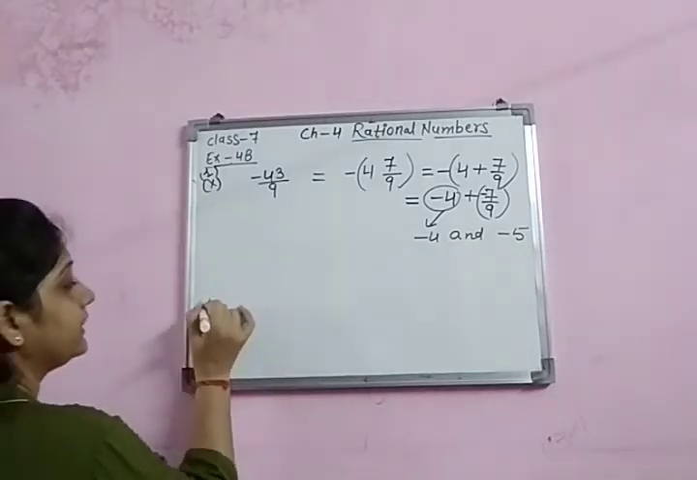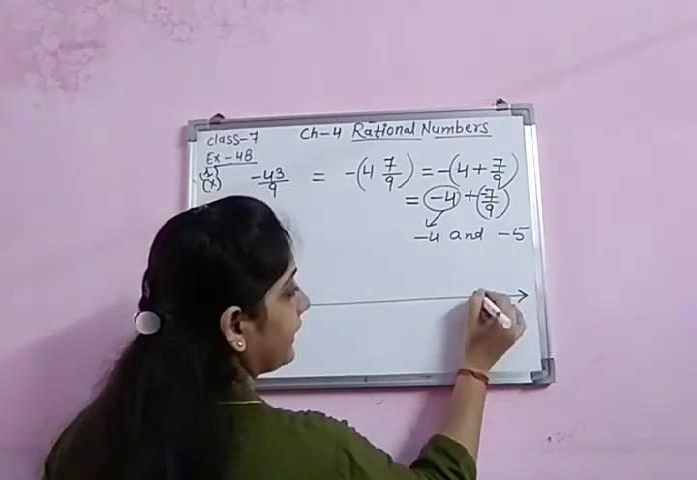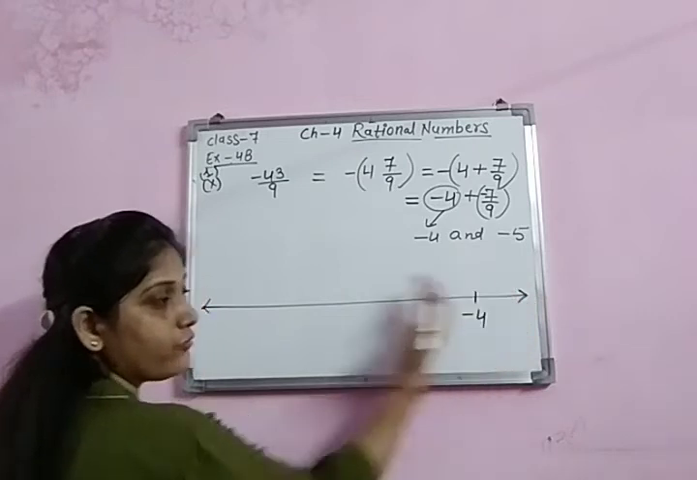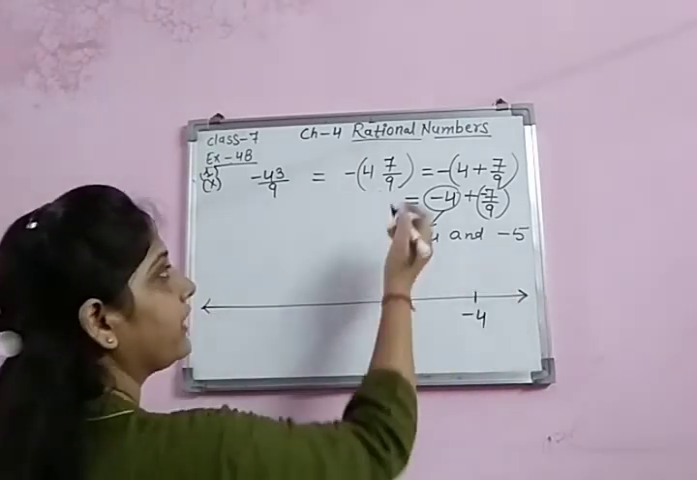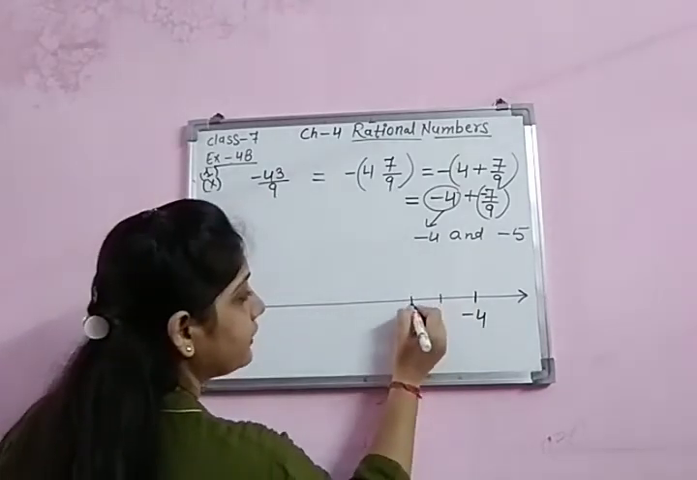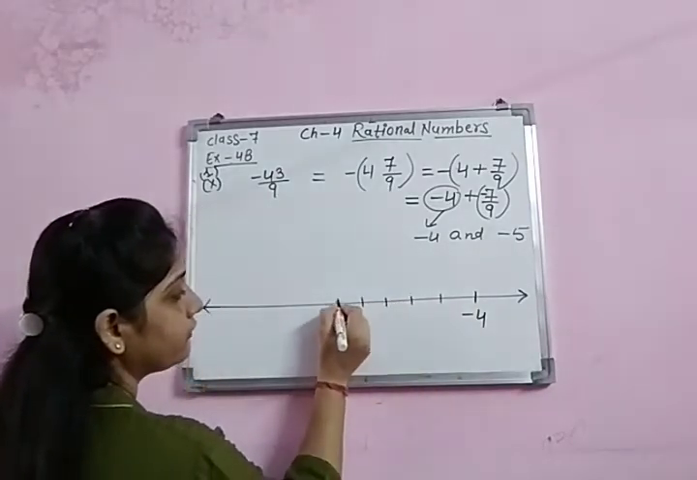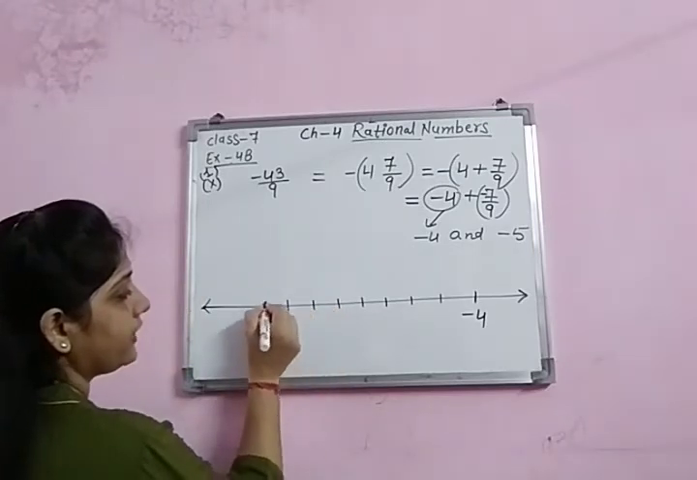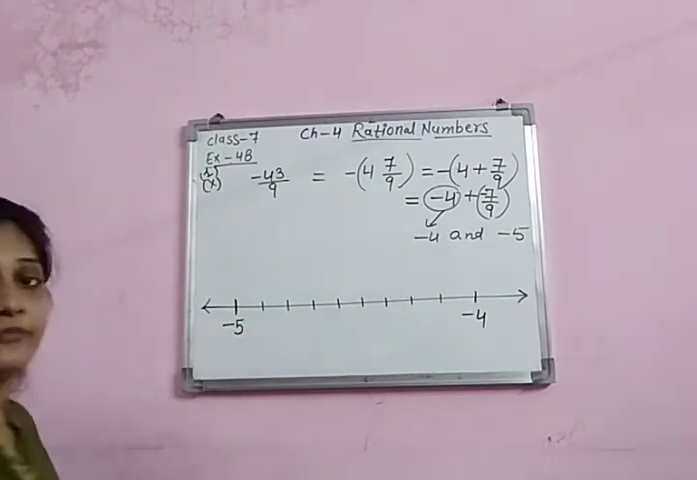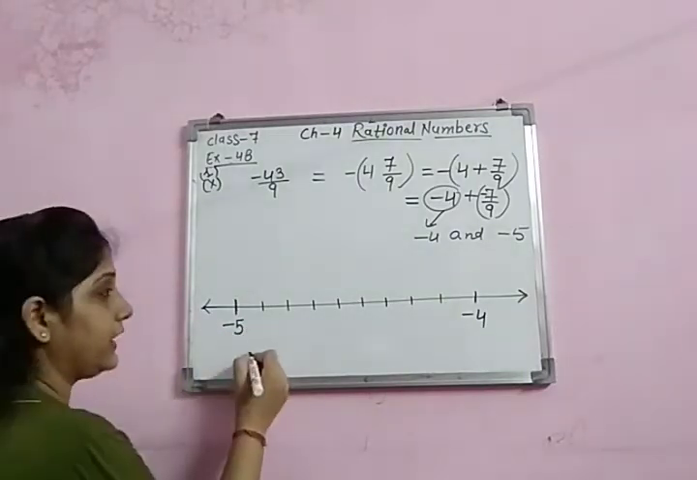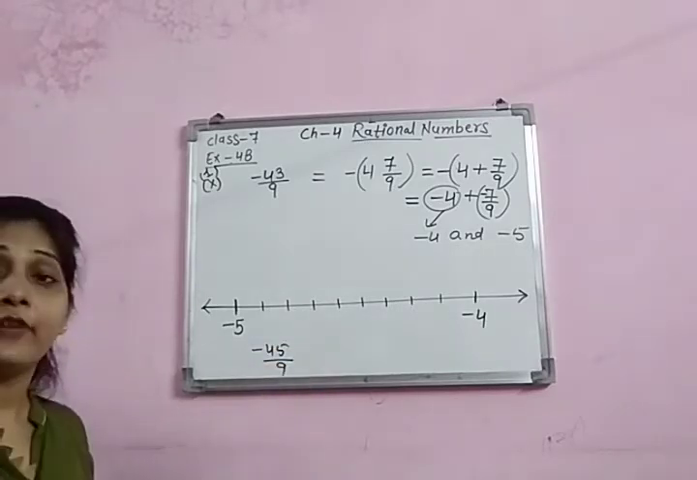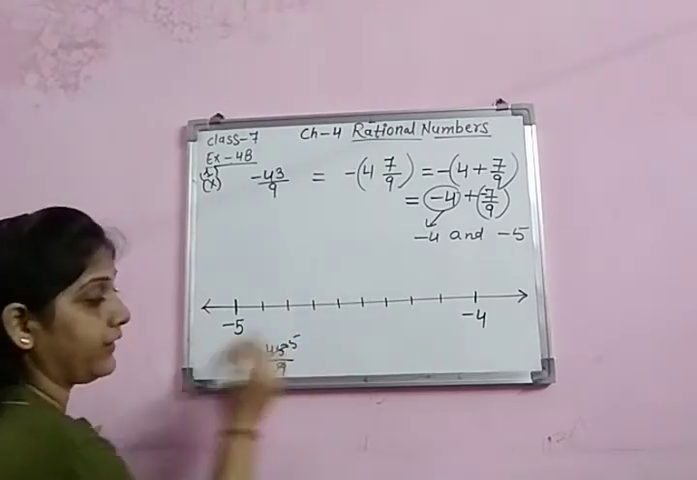So let's make the number line. But remember children, negative 4 will be here and negative 5 will be on this side. So you have to move left. Okay, start from here. Look at this denominator, it's 9. So let's make the 9 parts. 1, 2, 3, 4, 5, 6, 7, 8, and 9. This ninth part gives me minus 5. Then I'm writing minus 45 by 9, because 9 fives are 45.